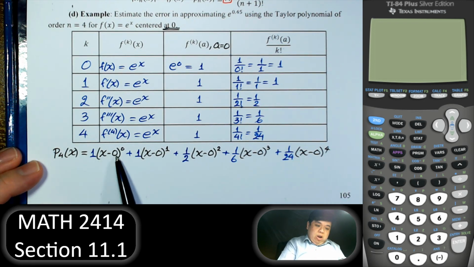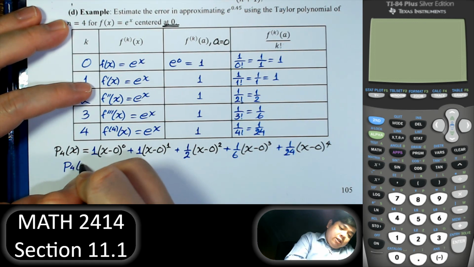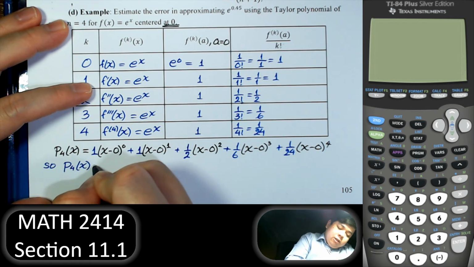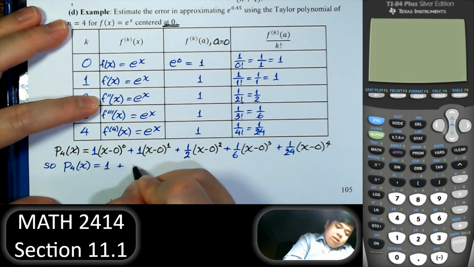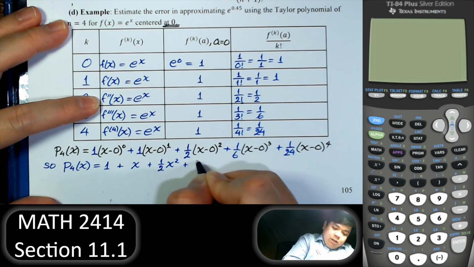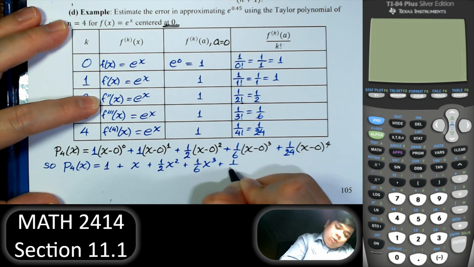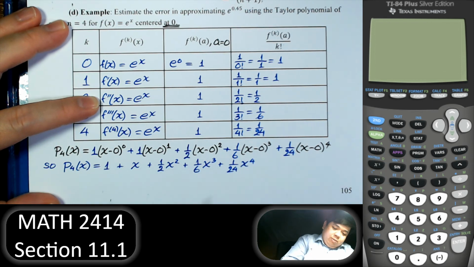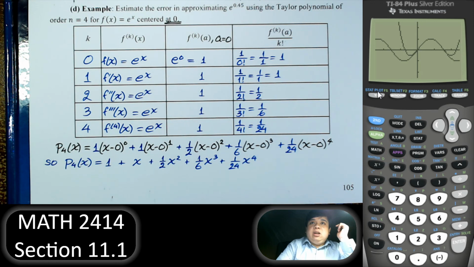So those are the coefficients, and that is the polynomial. x subtract 0, so we just have x. The first one is to the 0 power, so that is 1, and then this is x, 1/2 x squared, 1/6 x cubed, 1 over 24 x to the 4th. So that is the 4th degree polynomial, and I'm just curious to see how that looks compared to the actual function. The function is e to the x.